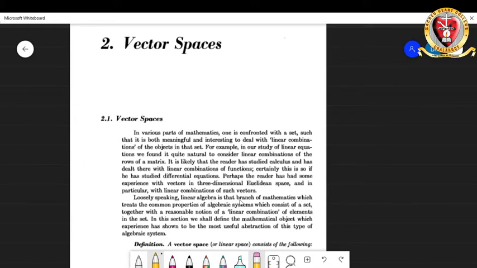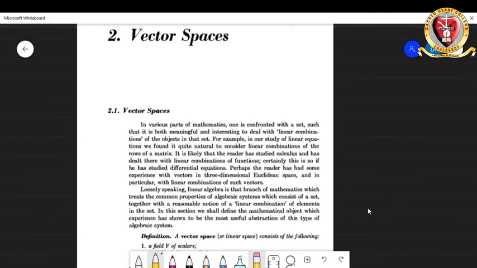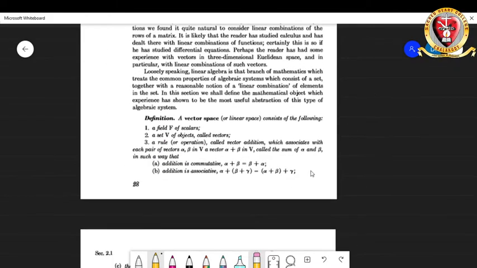As we see, linear algebra is a branch which deals with algebraic systems, which consist of a set and some linear combinations of elements in that set. So, how will we rigorously define a vector space? To define a vector space, we need three basic things. What are the three basic things?